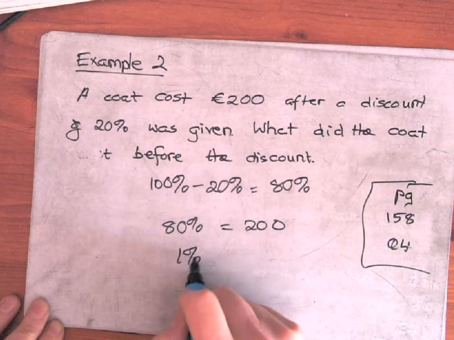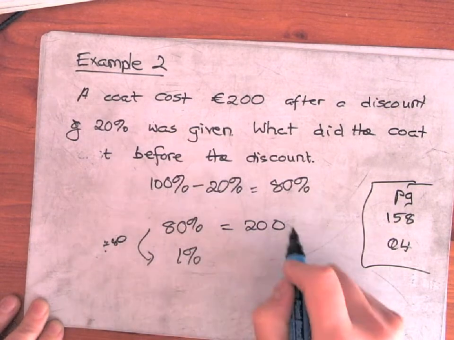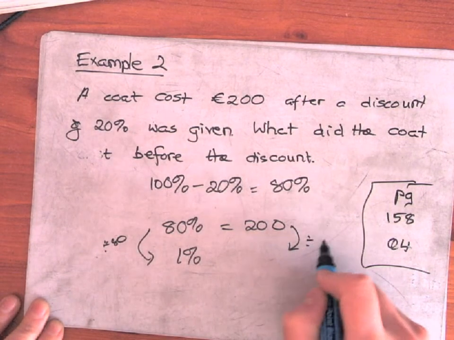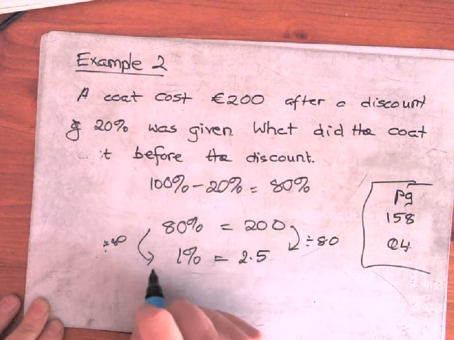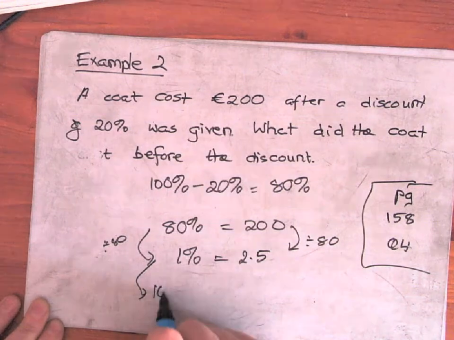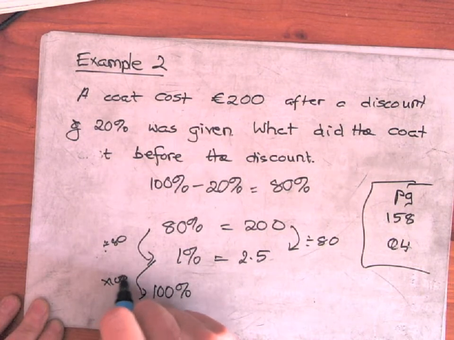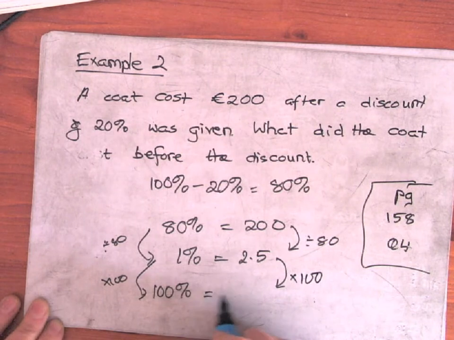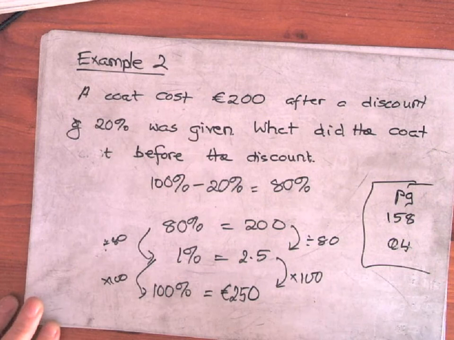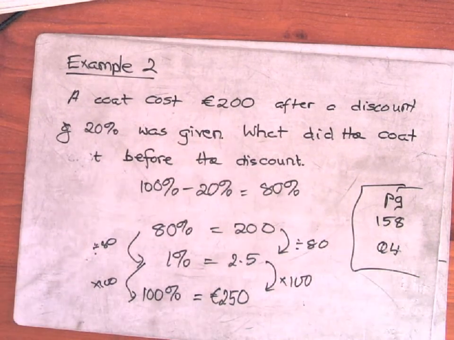Remember, we always go down to 1. So D for down, D for divide. So to go from 80 down to 1, you divide by 80. If you do it to that side, you must do it to this side. So 200 divided by 80 is 2.5. And then you want the full price, which is 100%. So to go from 1 up to 100, you multiply by 100, and if you do it to that side, you do it to this side. So the original cost of the coat was €250. Page 158, question 4 is like that, so have a look at that one now.